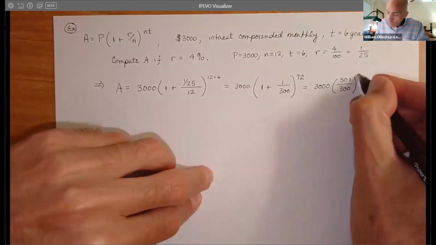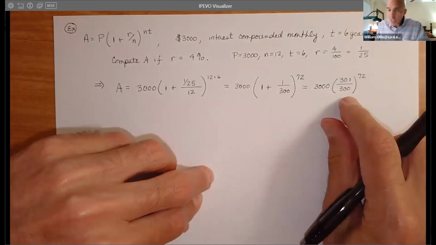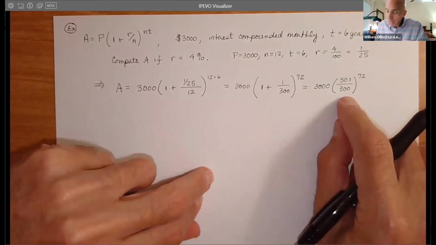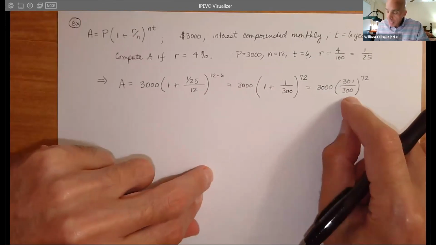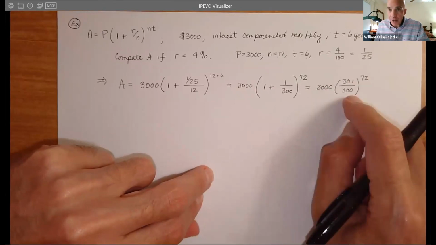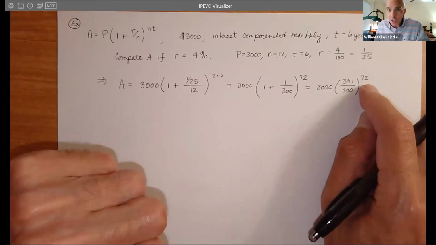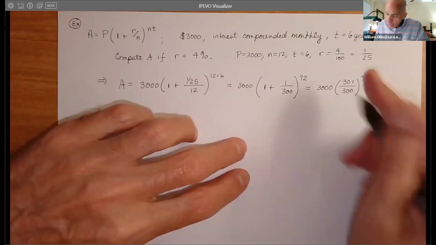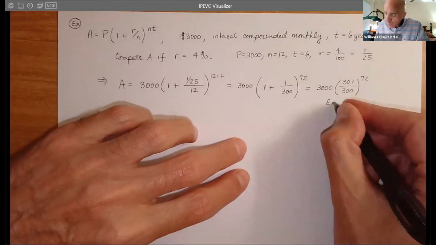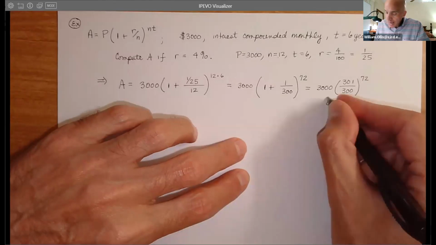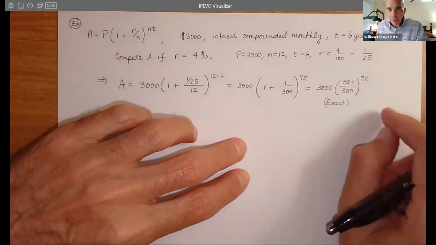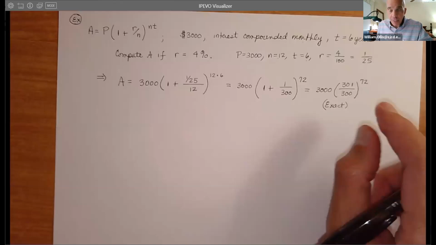So what I've said before, we basically have the exponential function here. The base, in this case, is 301 divided by 300. And the power that we're trying to find is 72. Now this right here is exact. So now you can see that this is actually exponential. That's exactly what it is.